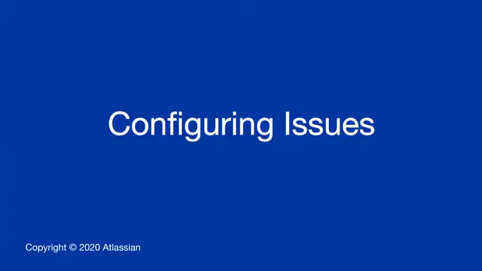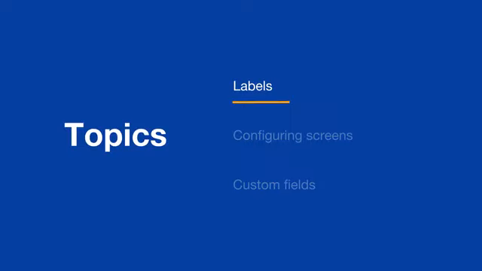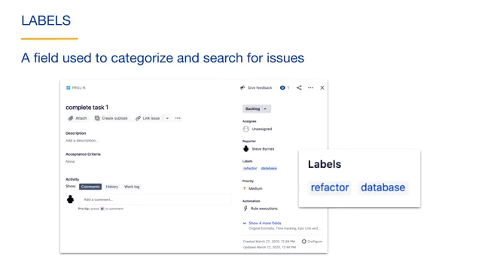In this video, we will discuss configuring issues. We will start by discussing labels. Labels are a field used to help categorize and search for issues in any way that makes sense to the team. You can have multiple labels per issue. This issue has two labels, refactor and database.